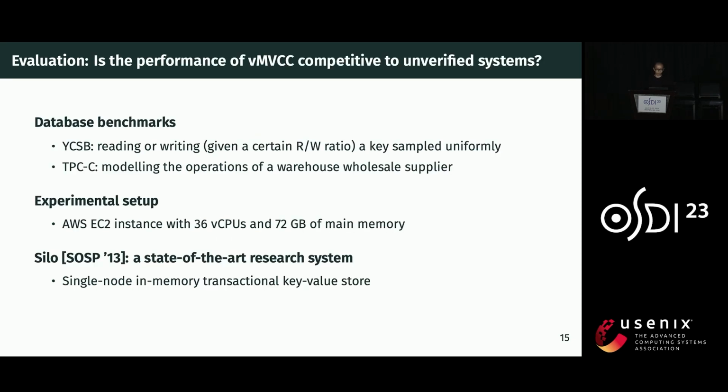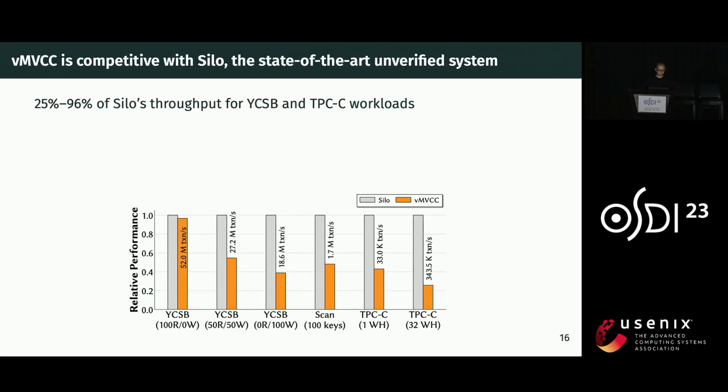For the evaluation, we ask whether the performance of vMVCC is competitive with state-of-the-art unverified systems. We choose standard database benchmarks to evaluate performance, including YCSB and TPC-C. We run all experiments on an AWS EC2 instance with 36 vCPUs and 72 GB of main memory. We compare vMVCC to Silo, which is a state-of-the-art MVCC system. Here are the evaluation results.